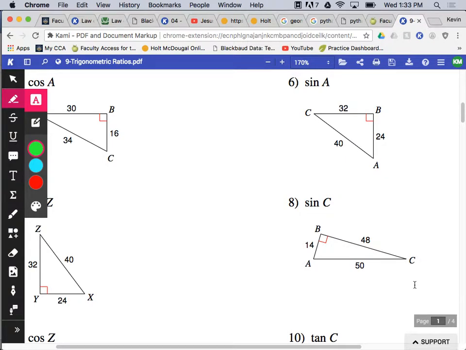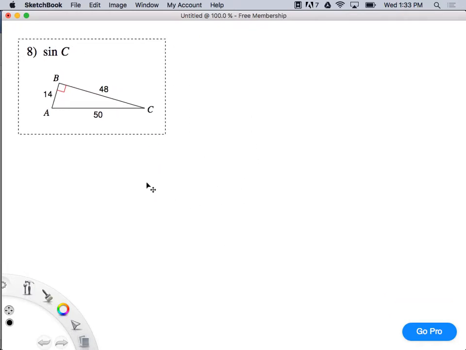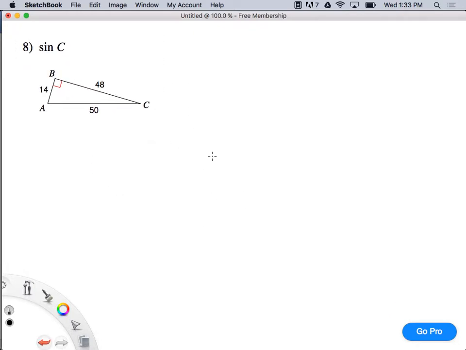So let's take a look at this one. Number 8. This is the last one we'll do like this. Sine of C. If anyone needs extra help, you can come see me after school today. Sine of C.